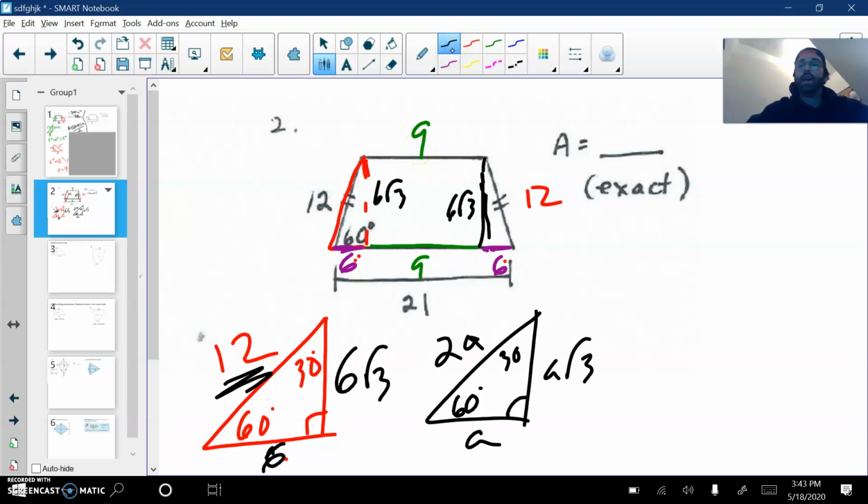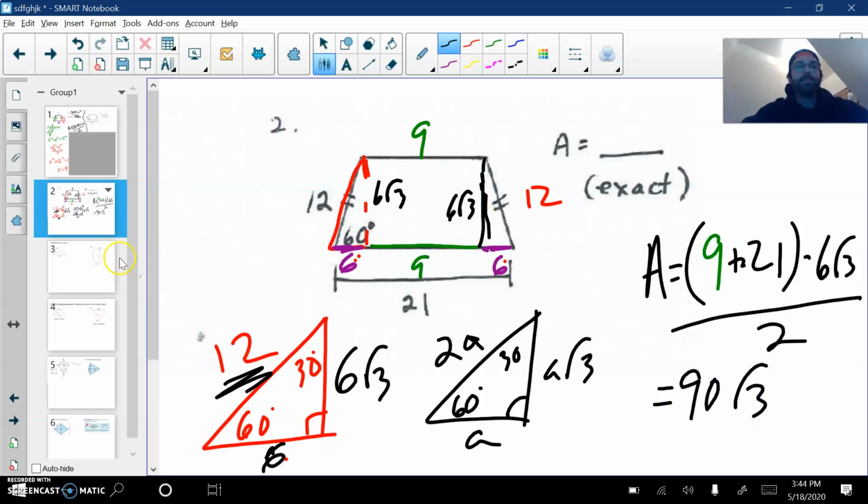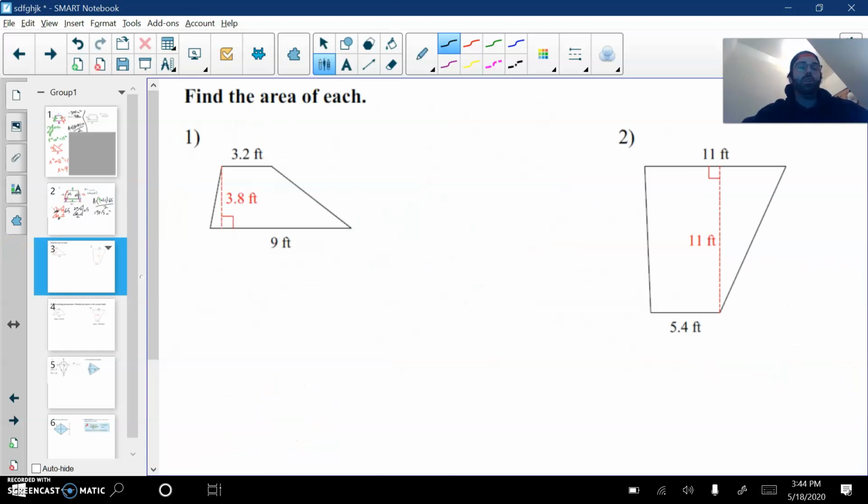So to find the area in exact form, meaning no decimals, area equals base 1, so 9, plus base 2, our longer base, 21, times 6 root 3 all over 2. Well, 9 plus 21 is 30. 30 times 6 is 180. 180 divided by 2 gives me 90 root 3. All right, here we go, and that's units squared. All right, let's try the other number one.